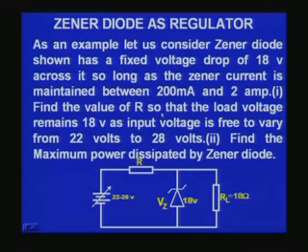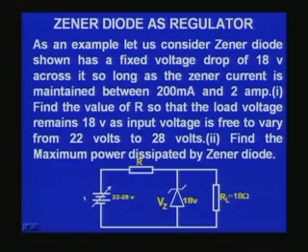Find the value of R so that the load voltage remains 18 volts, as the input voltage is free to vary from 22 volts to 28 volts, and find also the maximum power dissipated by the Zener diode. This is a very simple problem.